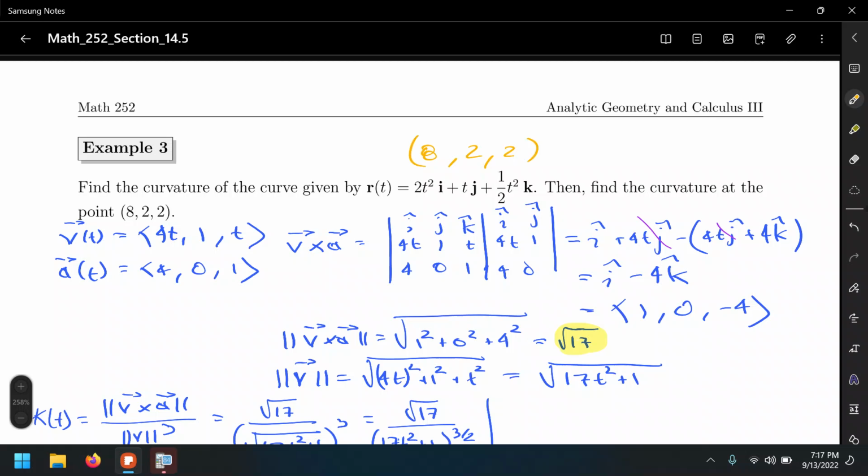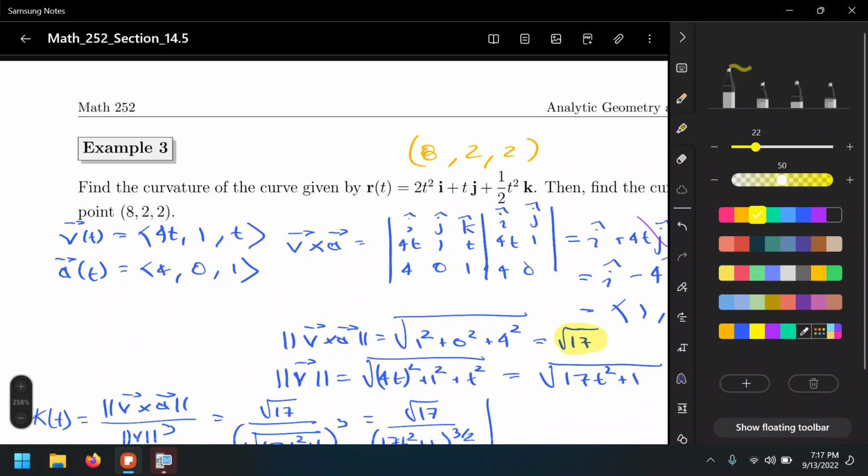So number one, if we were to do it the formal way, we would have to set a system of equations, 3 equations and 1 unknown: 2t squared, 2 equals t, and 2 equals 1/2 t squared. In the first and third components, we would have to solve a quadratic equation, which is not the biggest quadratic equation in the world. It's a simple square root property problem.